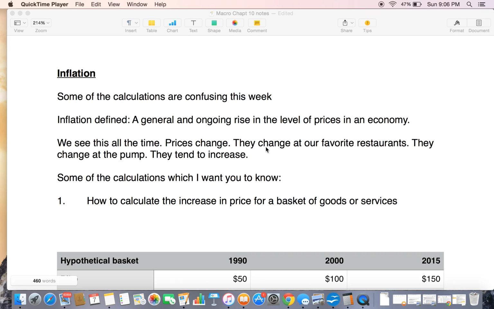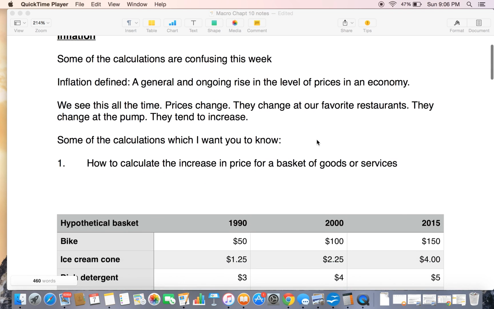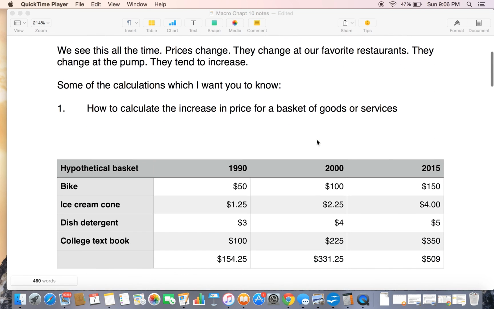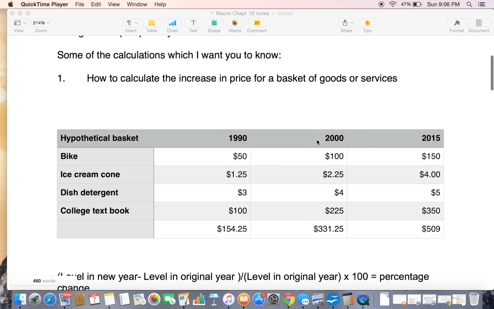We see this all the time. Prices change. You'll notice that prices change at your favorite restaurants. They change at the pump when you go to pay for gas. And you find that they tend to increase. Now, sometimes they can decrease too, but generally, on average, the prices of all goods and services that you're purchasing tend to increase.